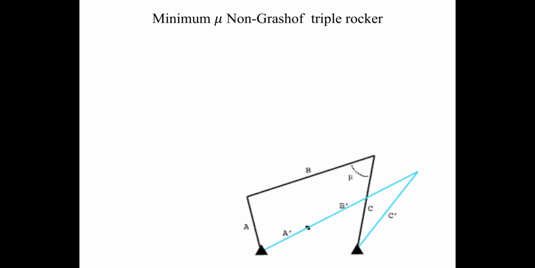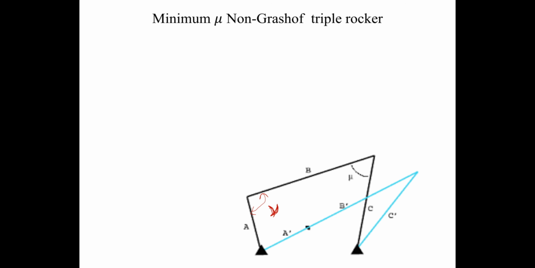When you are looking for the minimum mu for a non-Grashof triple rocker, you have to look for the toggle positions. If I call this shown mechanism a triple rocker mechanism, which is non-Grashof, I name another angle here as nu, or you can call it v for convenience.